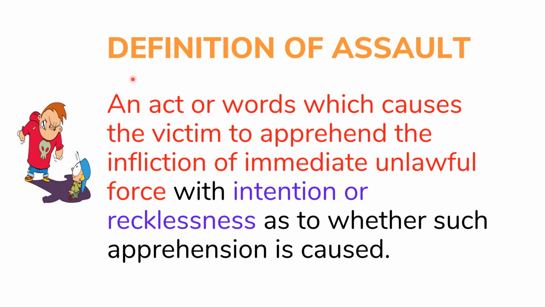So we're looking for an act or words which causes our victim to apprehend, meaning fear, the infliction of immediate unlawful force. And our mens rea, our mental element, is that our defendant must have intended to cause the victim to apprehend the infliction of immediate unlawful force, or they must have been reckless, meaning that they must have taken an unjustified risk that our victim would fear that force was going to be used against them.